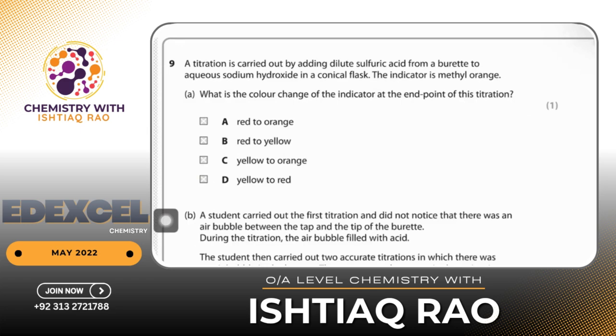A titration is carried out by adding dilute sulfuric acid from a burette to aqueous sodium hydroxide in a conical flask. The indicator is methyl orange. What is the color change of the indicator at the end point of this titration?